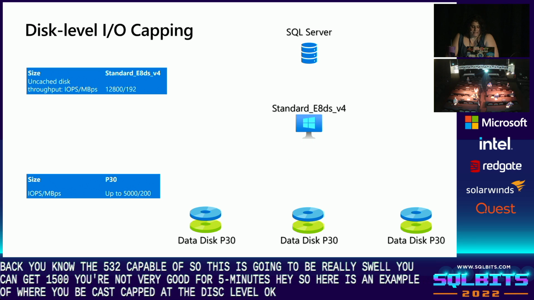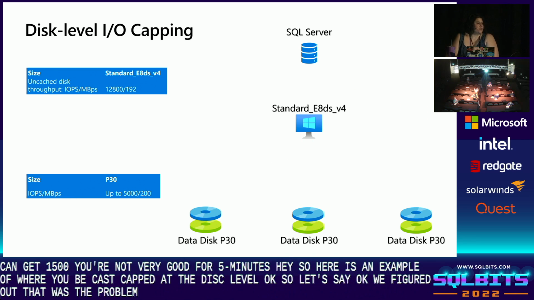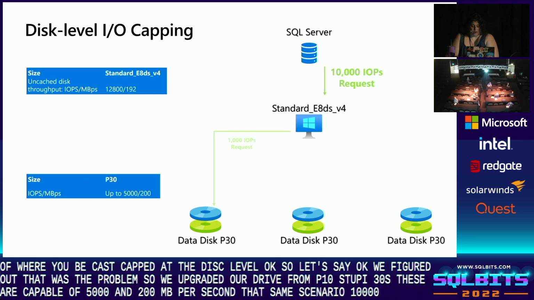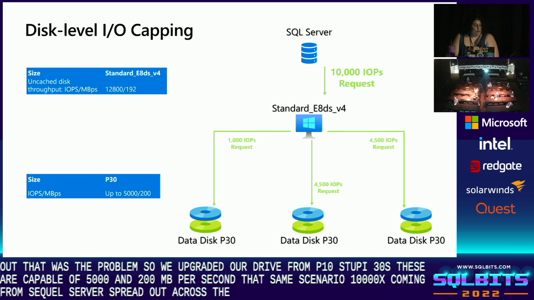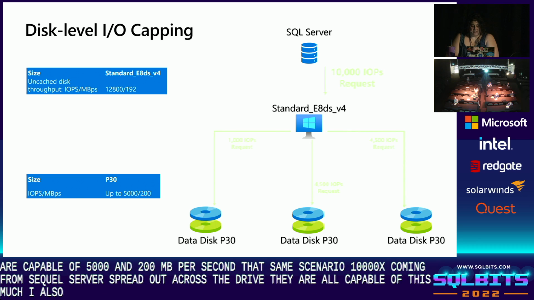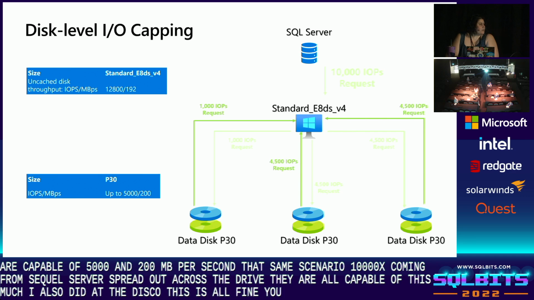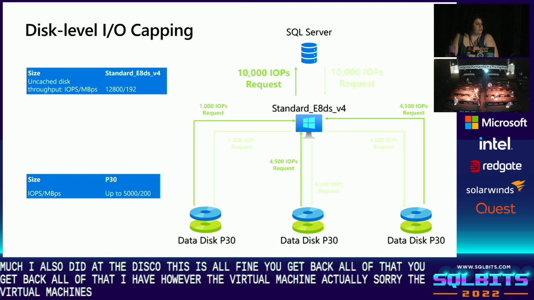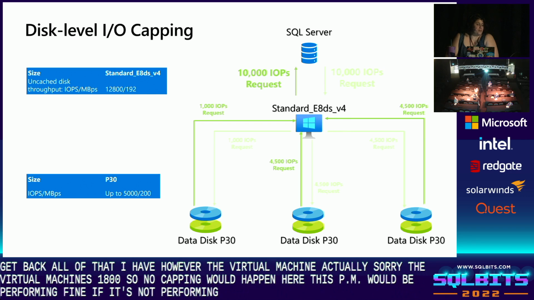Okay. So let's say we figured out that was a problem. So we upgraded our drives from P10s to P30s. P30s are capable of 5,000 IOPS and 200 megabytes per second. Okay, so let's take that same scenario. 10,000 IOPS coming from SQL Server, spread out across the drives. They're all capable of this much I/O. So at the disk level, this is all fine. You get back all of that IOPS. However, the virtual machine is capable of 12,800. So no capping would happen here. This VM would be performing fine. Or if it's not performing fine, it's not because of I/O, right? So this VM is working fine.